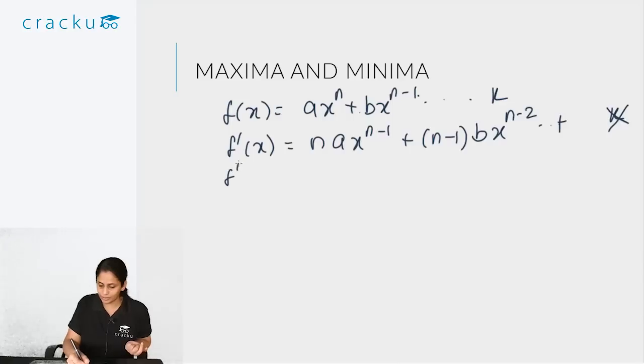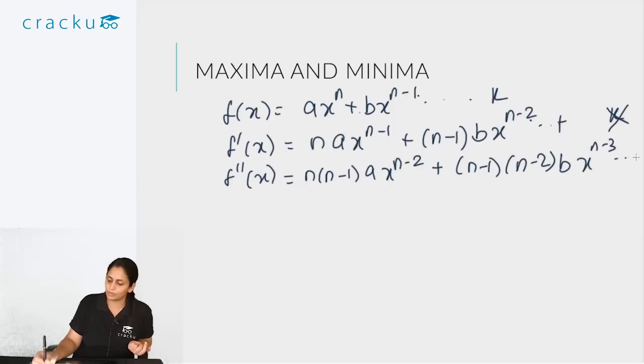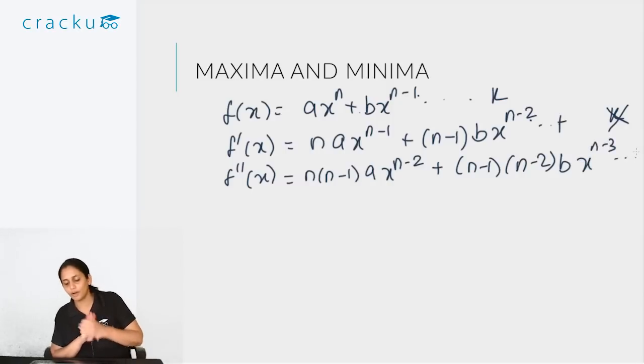And if I take the double derivative of this, now I have to take this n minus 1 here. So this becomes n into n minus 1 times a x raised to n minus 2. Now I have to take this index down here, n minus 1 times n minus 2 times b x raised to n minus 3 and so on. So this is the basic funda of how I calculate the first derivative and second derivative.